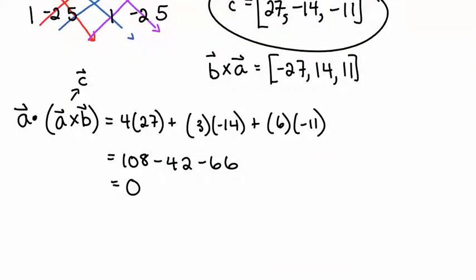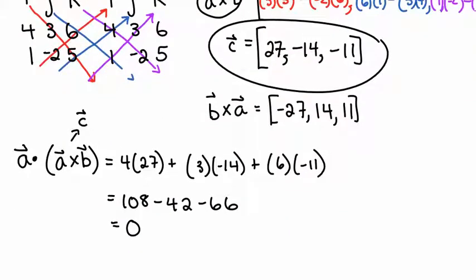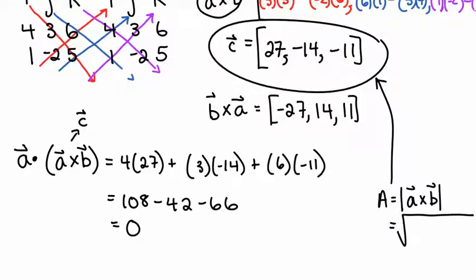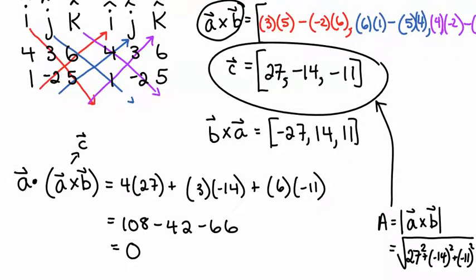So if I said A and B formed a parallelogram, and I wanted to know the area of it, well, just knowing that the area of a parallelogram is equal to the magnitude of that cross product, I already know the cross product is this. So if I wanted to find the area of a parallelogram with those points, I could just do 27 squared plus negative 14 squared plus negative 11 squared. So it would give me the area of a random parallelogram.